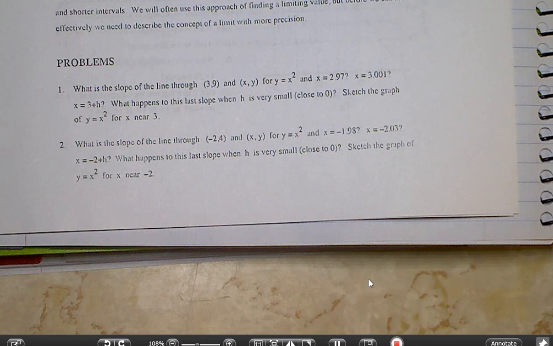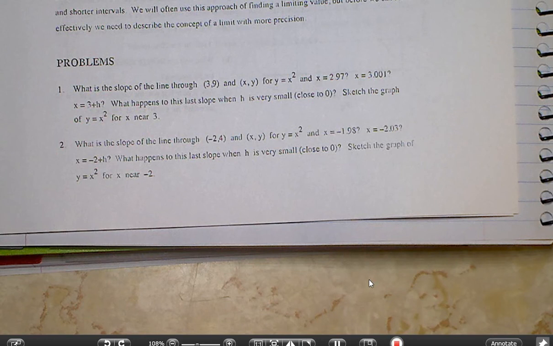So if we do this again, the point is (3, 9), and we're doing 3.001, substituting that in for x. 3.001 squared is 9.006001. If I subtract those two now, I'll get, am I going too fast here? And then you get 6.001.